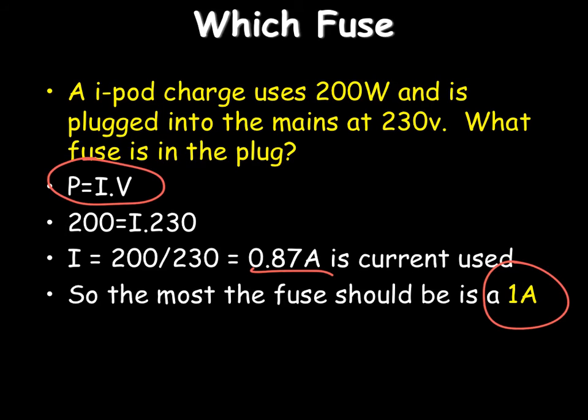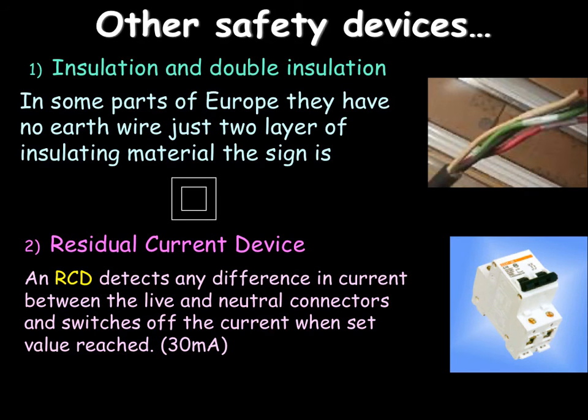Of course, nearly all plugs contain fuses far too big and comparatively useless. Other safety features, well, a lot on the continent still use double insulation, which means they wrap everything twice in plastic. And there's also the so-called residual current device, which detects the difference between the live and the neutral connections in your plug, literally the brown and the blue.